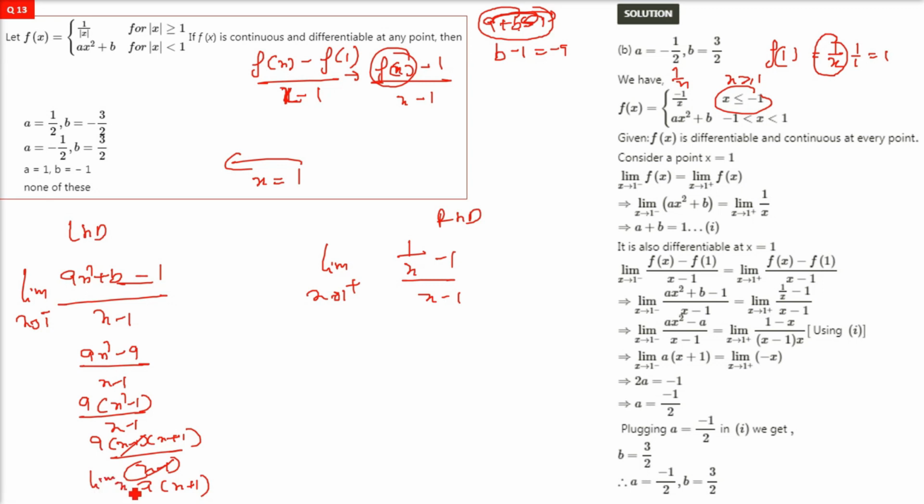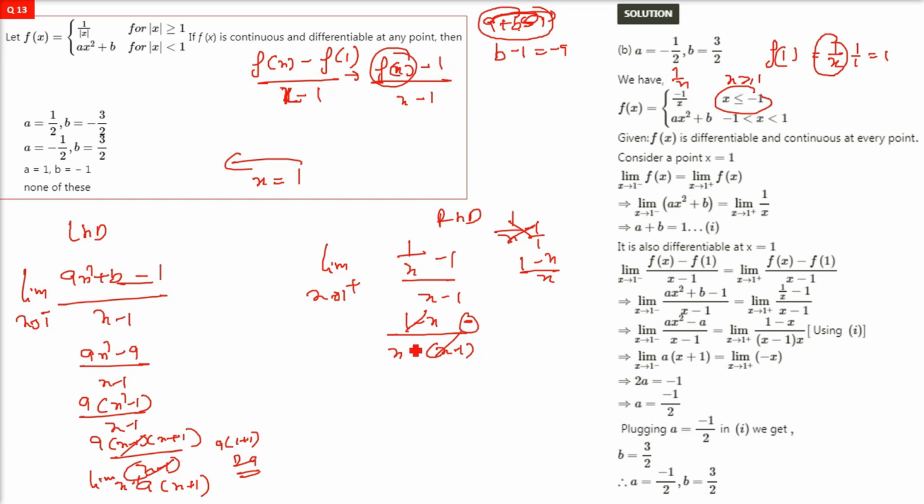Now limit x tends to 1 was already there, so you can apply the limit. You can replace x by 1. So a into 1 plus 1 is 2a. The left hand derivative has given you 2a. On the right hand derivative, you have 1 by x minus 1. So it will be 1 minus x by 1 divided by x. So you have 1 minus x divided by x, and here you have x minus 1. You can cancel 1 minus x and x minus 1 because you will get a negative 1.